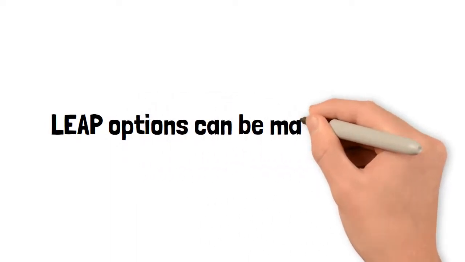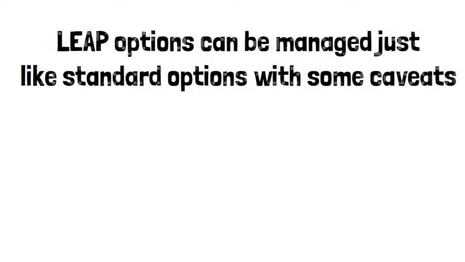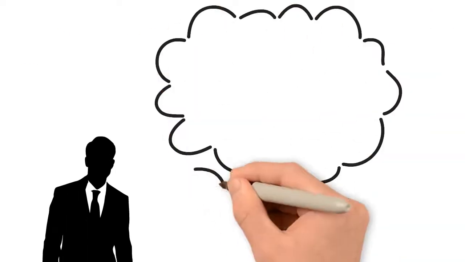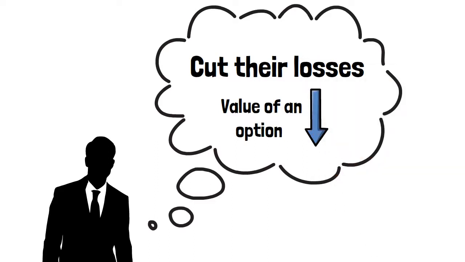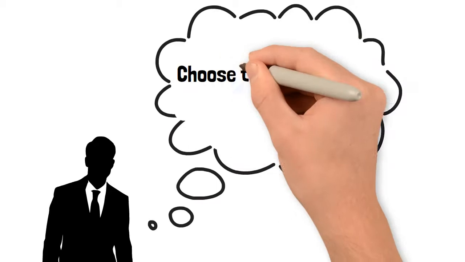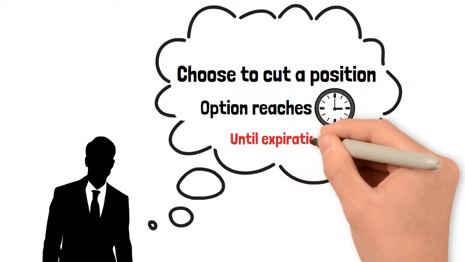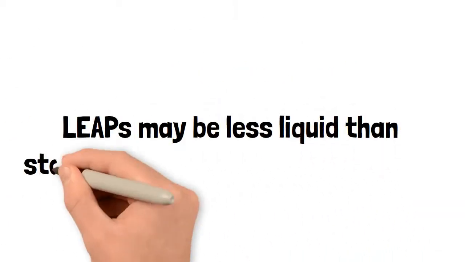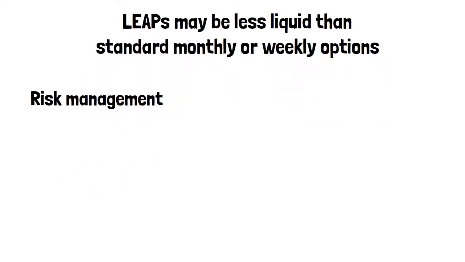Risk management. LEAP options can be managed just like standard options with some caveats. An investor could simply decide, for example, to cut their losses once the value of an option declines by a specified amount. Investors may also potentially choose to cut a position once the option reaches a certain amount of time until expiration. LEAPs may be less liquid than standard monthly or weekly options, however, so risk management could potentially become more challenging.